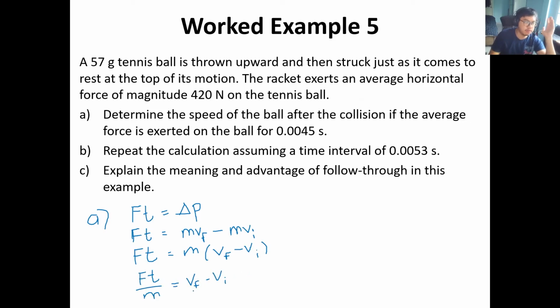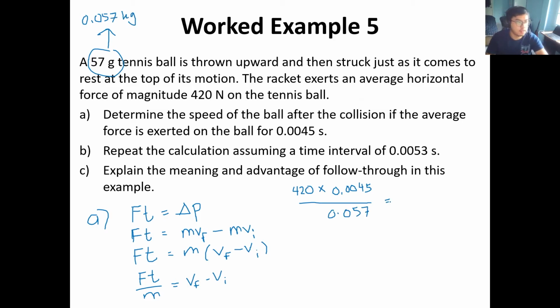Okay, remember we are trying to find the final velocity here. Now we can put in the values. So force is equal to 420 times time 0.0045 over the mass 57 grams, but then we change the mass to kilograms because everything needs to be in SI units. So that is divided by 57 divided by 1000, just in case you don't know how to change to kilograms. So that is 0.057 kilogram. The final velocity is what we want to find, and then the initial velocity is at rest, so it's 0.